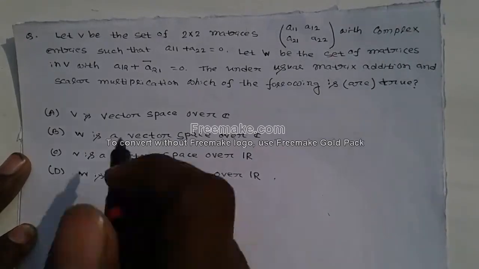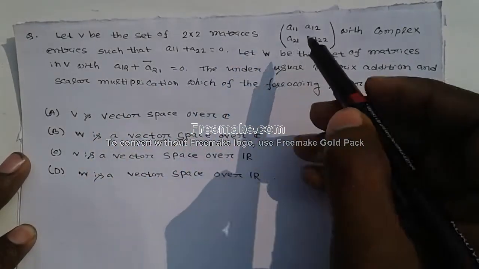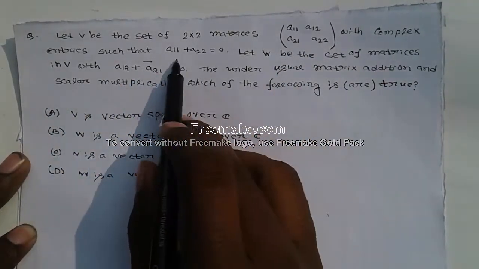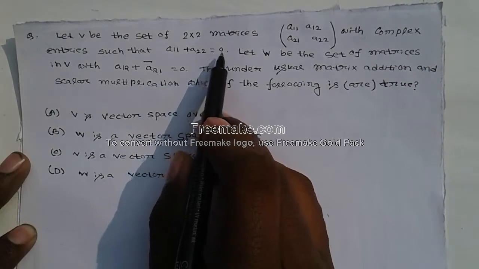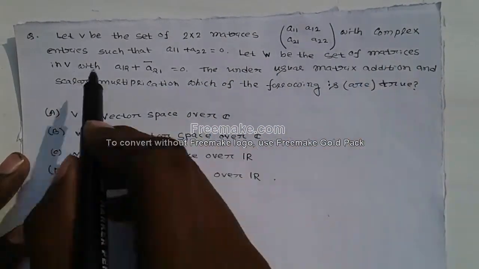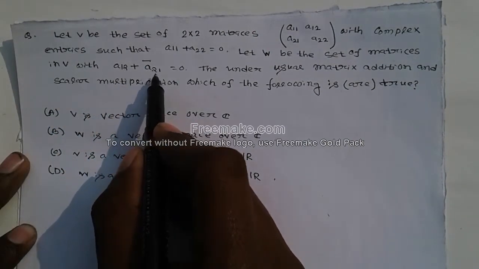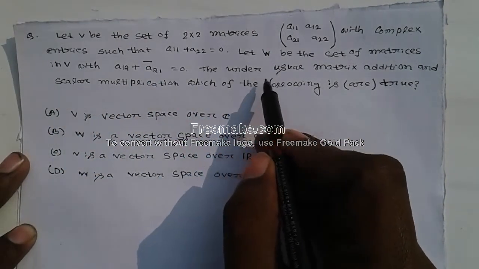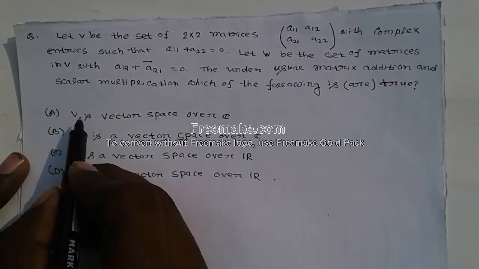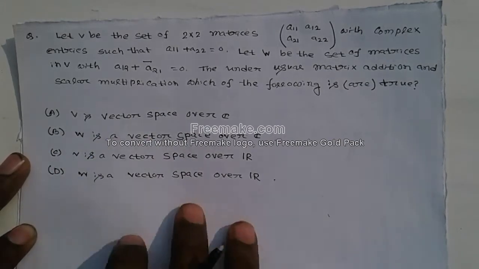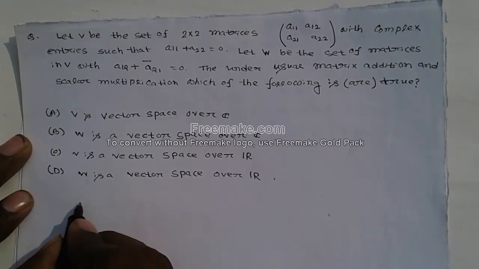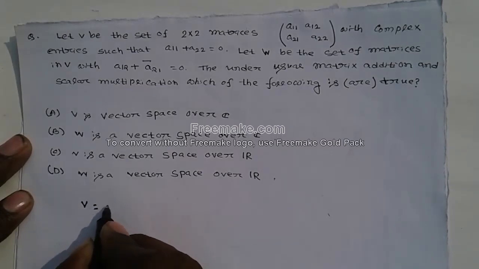Now the second problem is: let V be the set of 2 by 2 matrices (a11, a12, a21, a22) with complex entries such that a11 plus a22 equals 0. That means the trace of the matrix is 0. And let W be the set of matrices in V with a12 plus the conjugate of a21 equal to 0. Then under the usual matrix addition and scalar multiplication, which of the following are true? The first option is: let V be a vector space over R. Now V is a vector space.